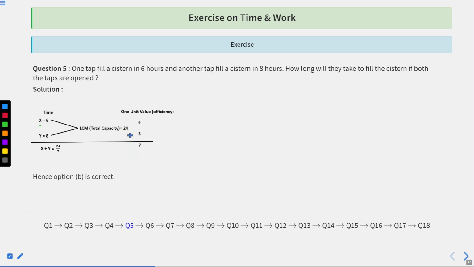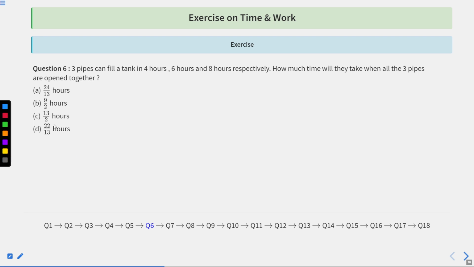So time taken by X is 6, Y is 8, so the total capacity is 24. So now the 1 unit value will be 24 divided by 6, that is 4, 24 divided by 8, that is 3. So the total X plus Y will be 7 units of value, and the final answer will be given by the total capacity, the LCM, upon the total unit value, the efficiency. So it will be 24 upon 7. The option correct here is option B.